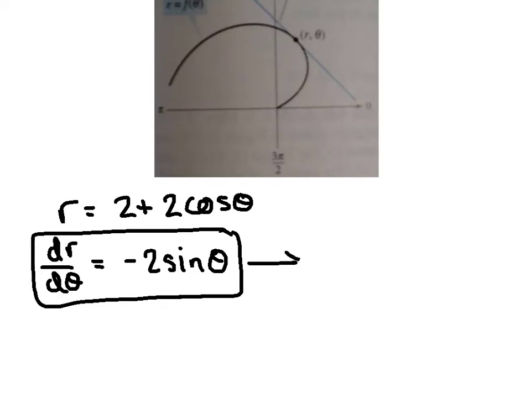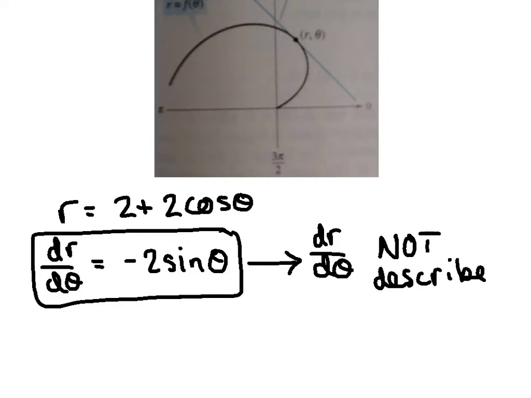Here's what we need to know. This equation, dr d theta, does not describe slope. And that left me scratching my head for a while. What do you mean it doesn't describe slope? All derivatives describe slope. Not quite so fast.